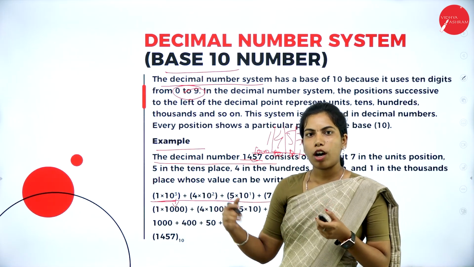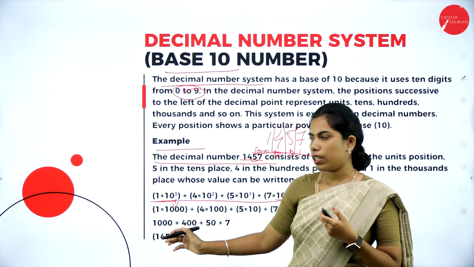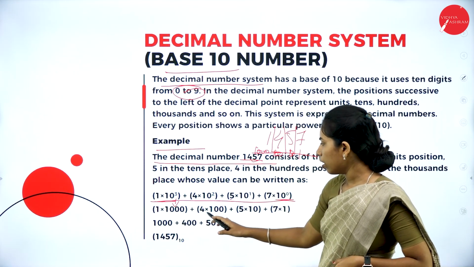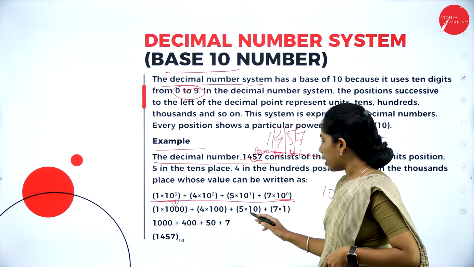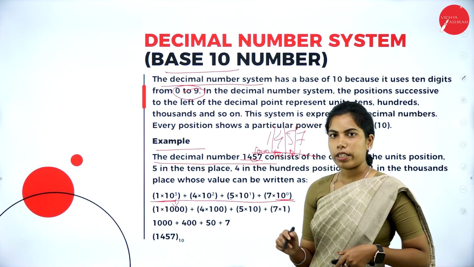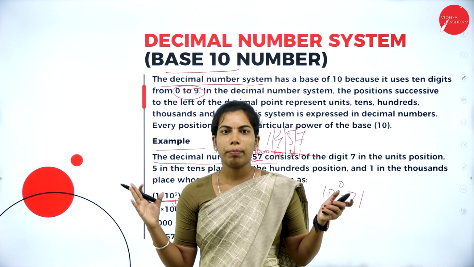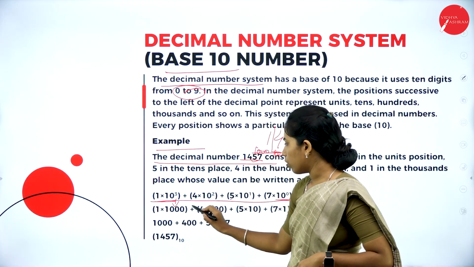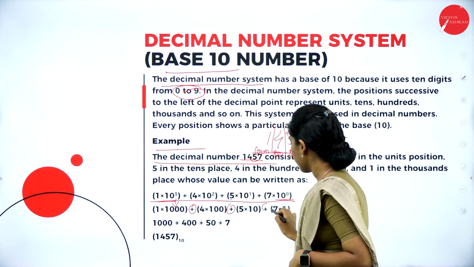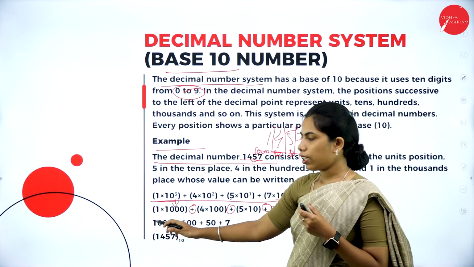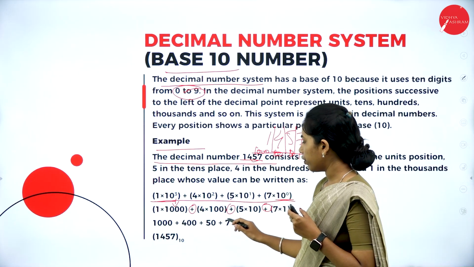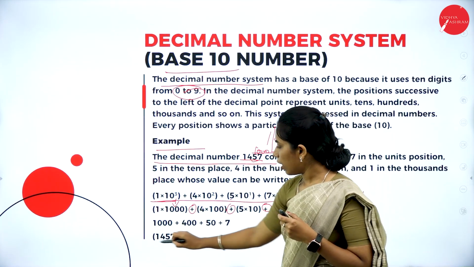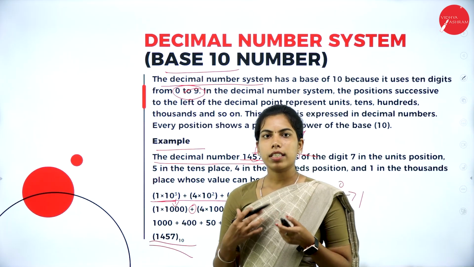Normally 10 power 3 is 1000, right? So that's 1 into 1000, 4 into 100, plus 5 into 10, and also 7 into 1. We have to combine all these multiplications into a summation, so that's why I use a plus here. Lastly, I can say 1000 plus 400 plus 50 plus 7, which is 1457. That is the answer.